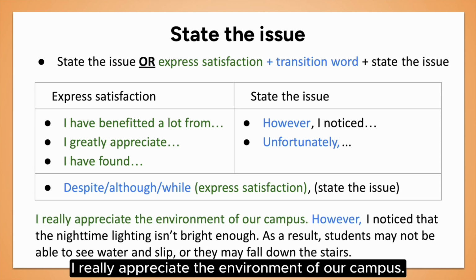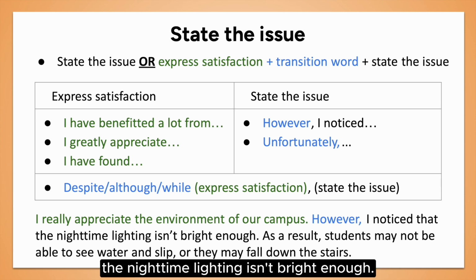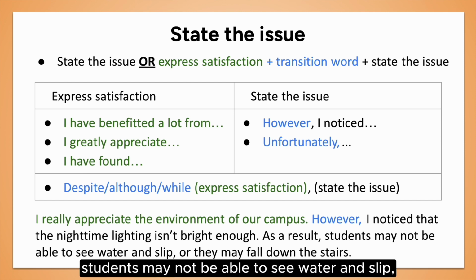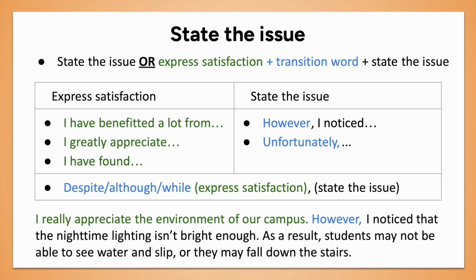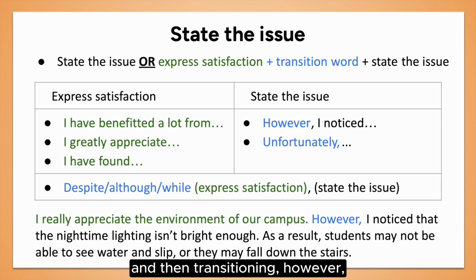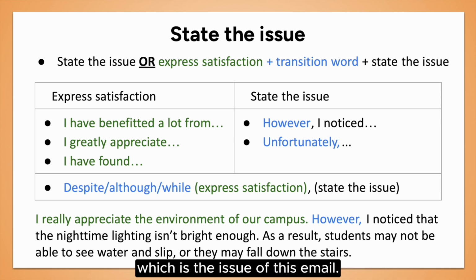I really appreciate the environment of our campus. However, I noticed that the nighttime lighting isn't bright enough. As a result, students may not be able to see water and slip, or they may fall down the stairs. You can see that Kevin is first appreciating the environment and then transitioning, however, to tell the administration that the nighttime lighting isn't bright enough, which is the issue of this email.